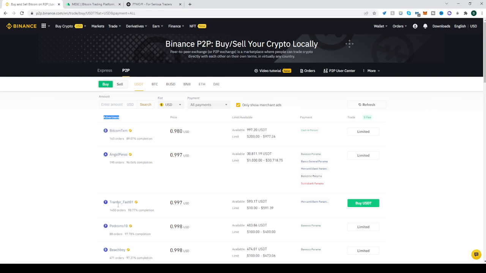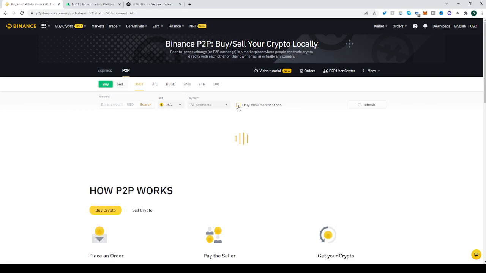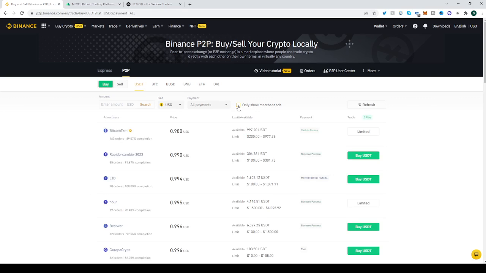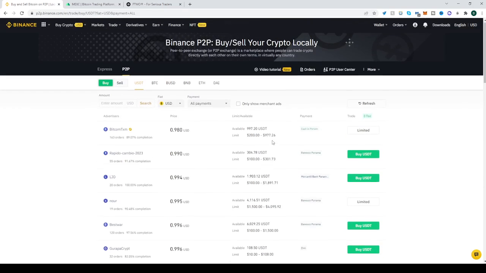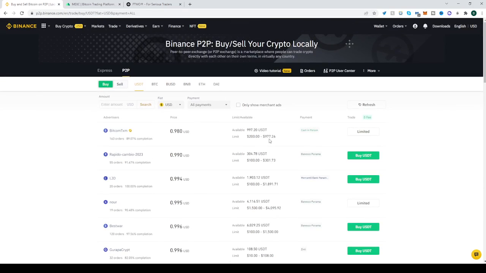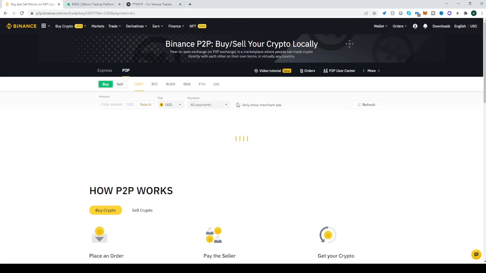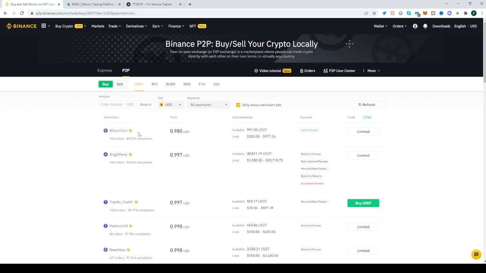These are just the advertisers. You can click on here to show also non-validated users, meaning users who haven't gone through the process to become a merchant on Binance. But what I suggest is, you can usually find cheaper deals from non-merchants, but it's more secure from merchants.